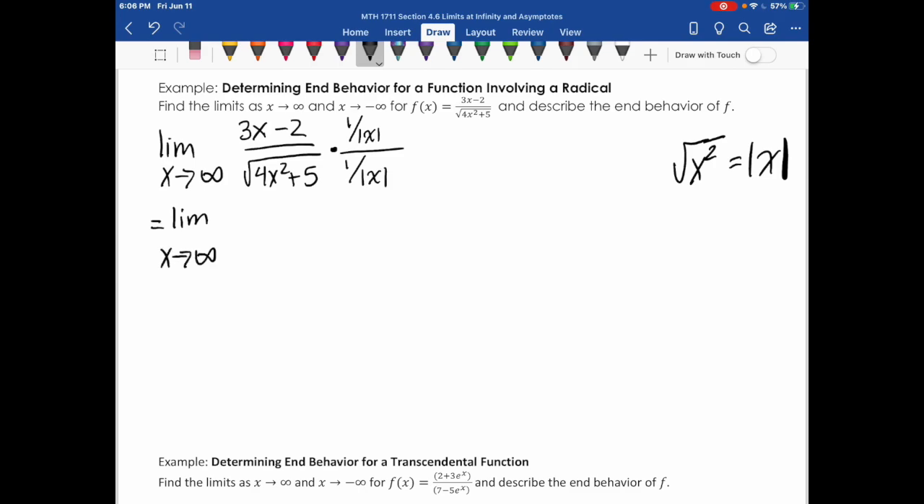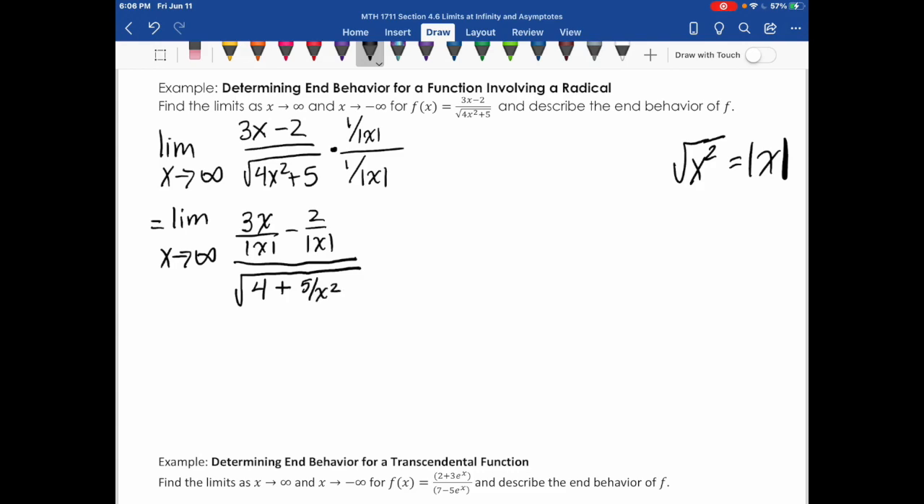Now I'm going to multiply through, so I have 3x over the absolute value of x minus 2 over the absolute value of x all over the square root. Now when I bring the x on the inside of the square root, it comes inside as an x squared. So I'm going to have 4x squared divided by x squared, which is 4. And then I have 5 divided by x squared, which is 5 over x squared.